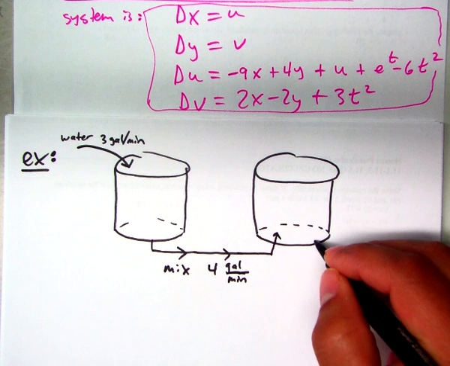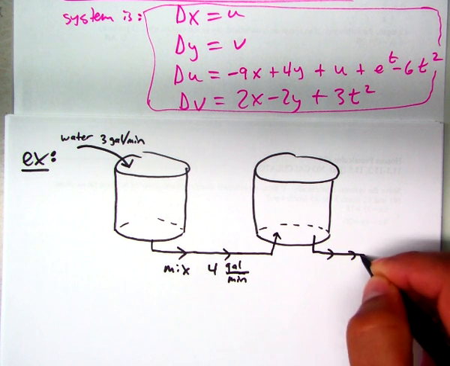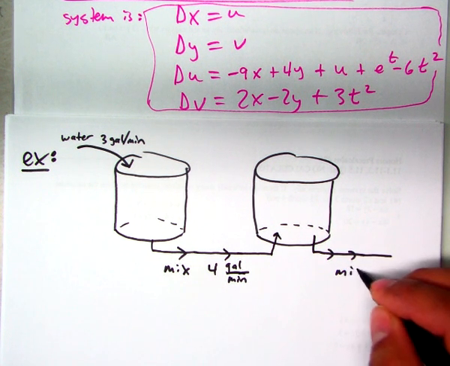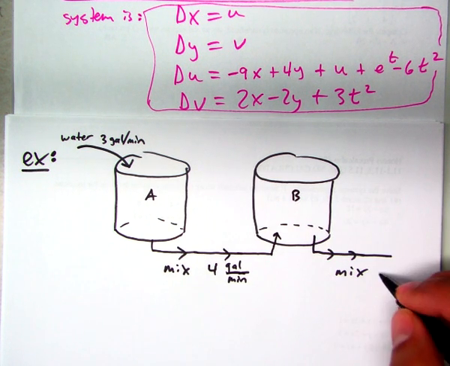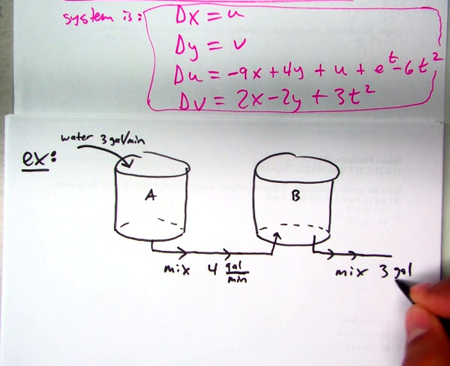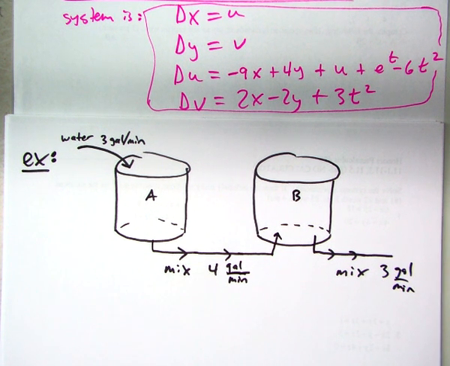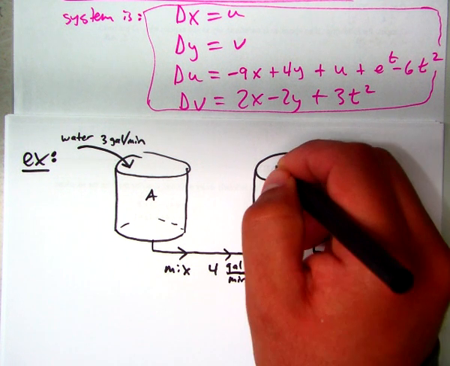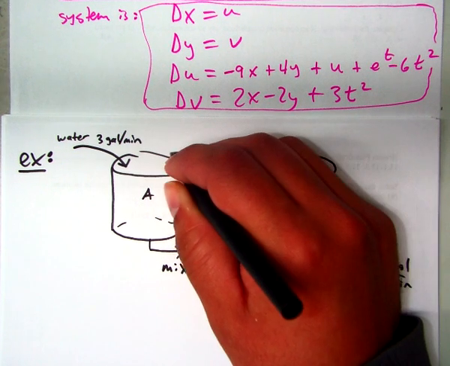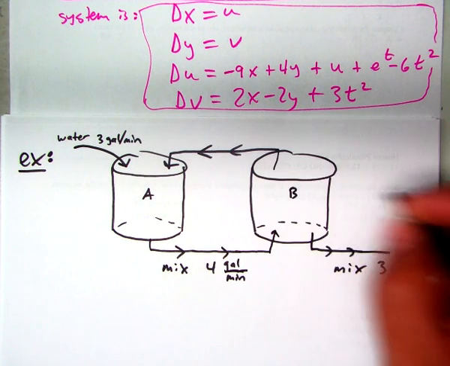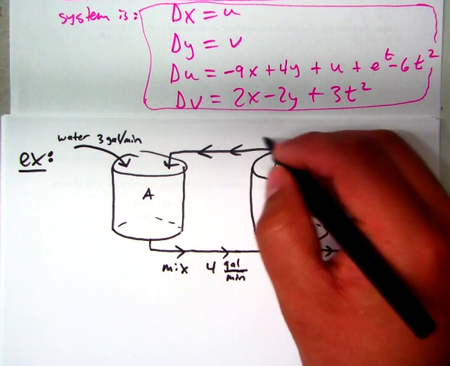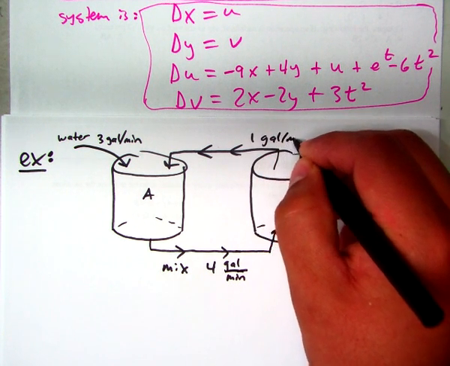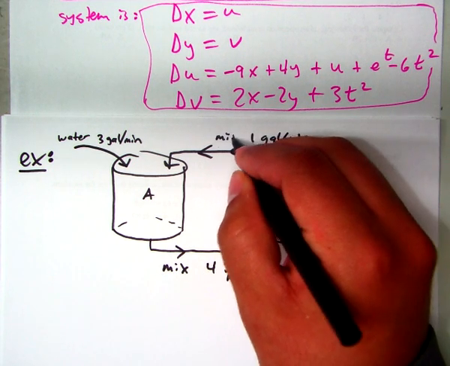And now leaving B and going elsewhere is a mix of whatever's, and let's call these, I guess, tanks A and B then. A mix leaving at 3 gallons a minute. And then let's also have some leaving B back into A. Why not? Whatever mix is in B at 1 gallon a minute.